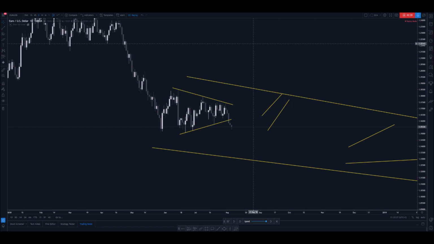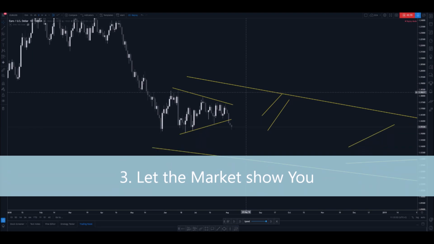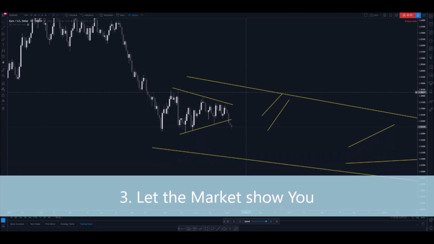That makes sense. So what I mean is we have an ascending pattern right over here, and we know by backtesting this type of pattern that we have a high probability of breaking to the downside. This pattern is much more neutral, so we don't have a bias towards a certain direction. And that's why tip number three is let the market show you the direction.